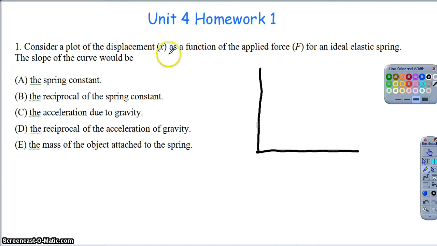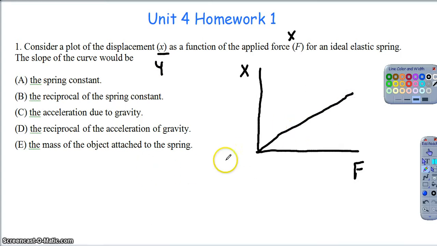If I'm thinking of the displacement as a function of the force, then what this is saying is the displacement is acting as my y variable and the force is acting as my x variable. So I've got an x versus force graph, right? And then what would the slope of this be? Well, I know the relationship between x and F, right? F equals kx is the relationship I'm hopefully thinking, because that's the relationship between force and displacement.